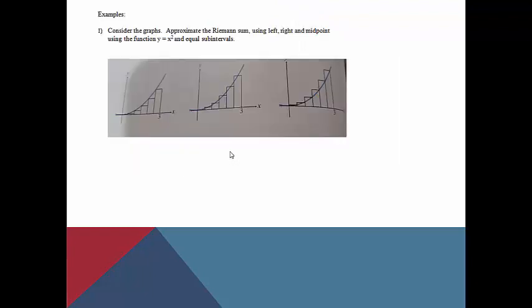So we're going to jump right into an example. Number 1 says to consider the graphs and approximate the Riemann sum using left, right, and midpoint, using the function y equals x squared in equal intervals. We're going to be drawing rectangles three different ways to see which one would give us the most accurate answer. For ease of using this example, I'm going to change this 3 to a 6. Although it's hard to see on the first 2 graphs, I can definitely tell in the third graph that there are 1, 2, 3, 4, 5, 6 rectangles. So when it said equal subintervals, there are going to be 6 subintervals because there are 6 rectangles.